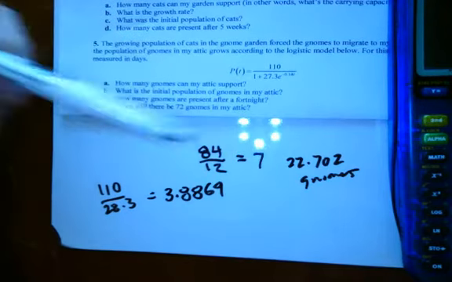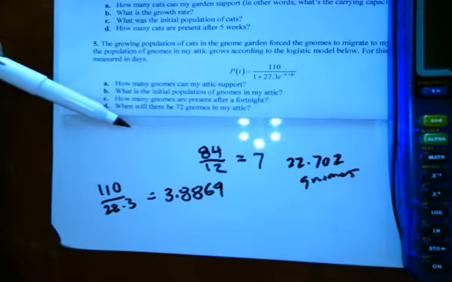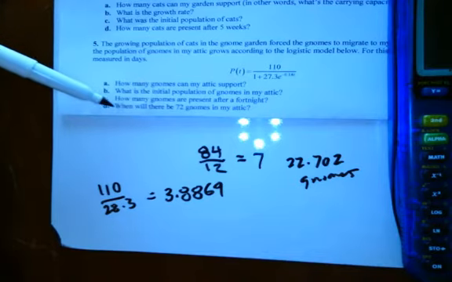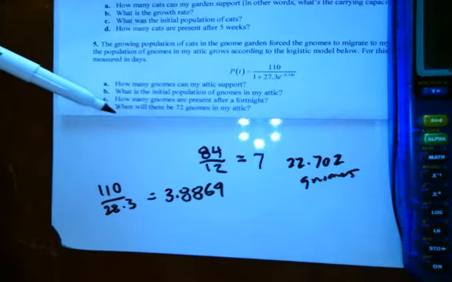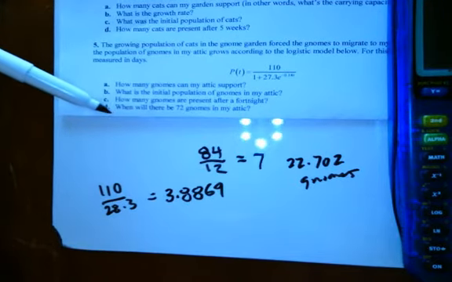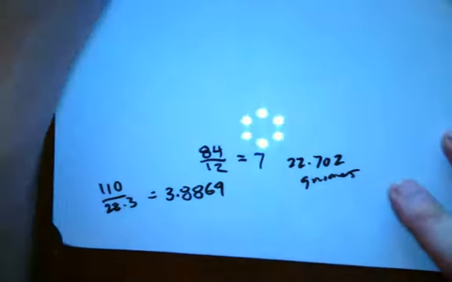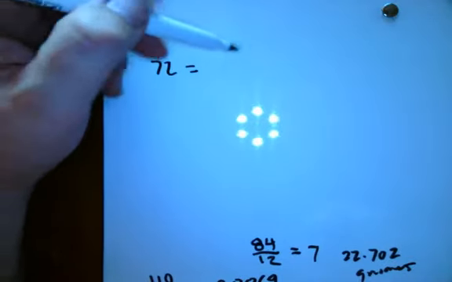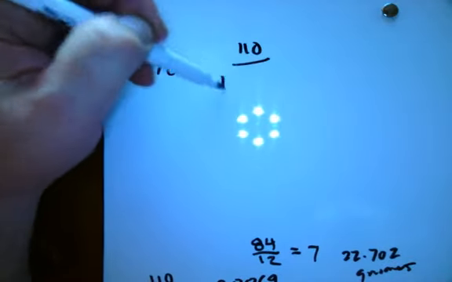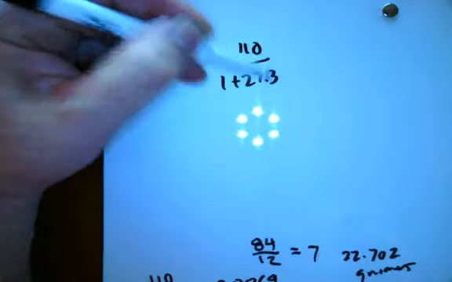So we started off with 3.8869 gnomes. And we know that we can support a total of 110, but right now we've only got 22 gnomes, so plenty of room for more gnomes. And then the last question, when will there be 72 gnomes in my attic? Well, let's take a look at that.